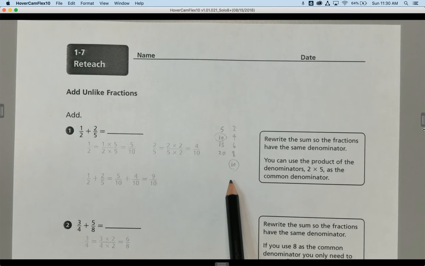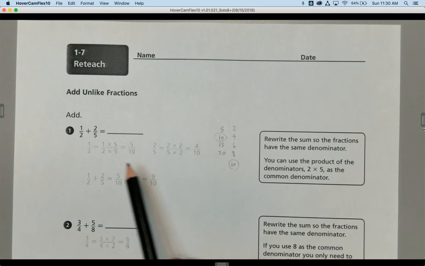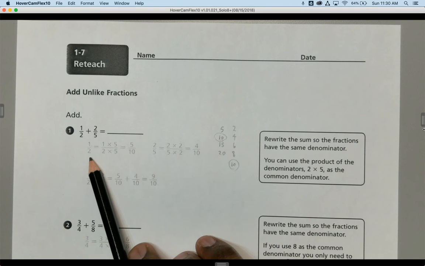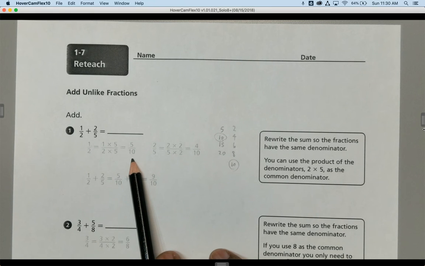We know from the law of equivalent fractions, what you do to one side, you do to the other. What you do to the bottom, you do to the top. We can show how 1/2 gets rewritten as 5/10. We simply multiply the bottom and top by 5.